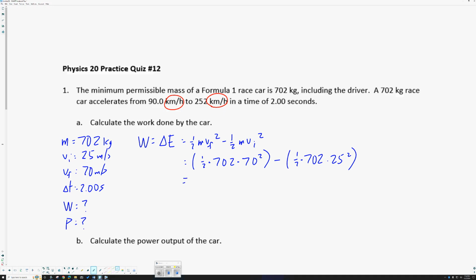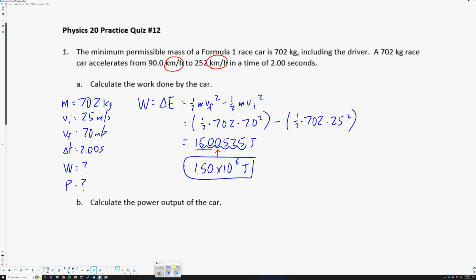We calculate that, we're going to end up with a value of 1500525 joules. Now we're going to round that to 3 significant digits. The 4th digit is a 0, so we're going to round that down. 1.50 times 10 to the 1, 2, 3, 4, 5, 6. 1.50 times 10 to the 6 joules is our work done by this car.